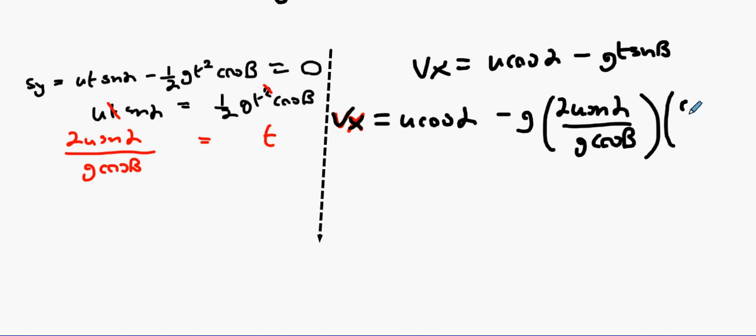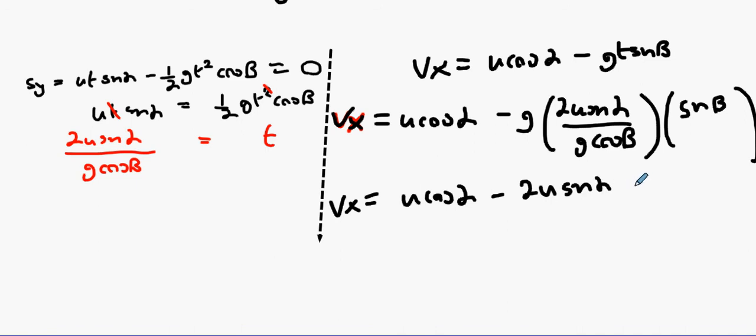So that's sine beta times. Now, phi x is therefore equal to u cos alpha. The g's cancel. We're going to get sine beta over cos beta, which is tan beta. So it's 2u sine alpha tan beta less than 0.